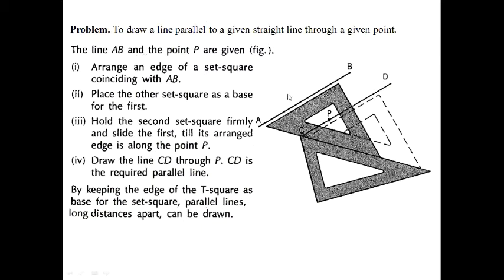Now, to draw a line parallel to a given straight line through a given point. Suppose this line AB is already drawn. At this point P, you have to draw a line parallel to AB. So how can you draw it? You take any set square, 45-degree or 30-60. One edge you coincide with AB, according to the orientation of AB. Suppose AB is in this direction, so the set square position will be in this direction. First you set the set square in this position, coinciding with AB.